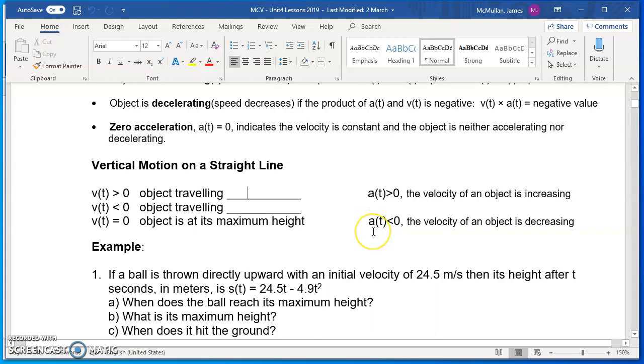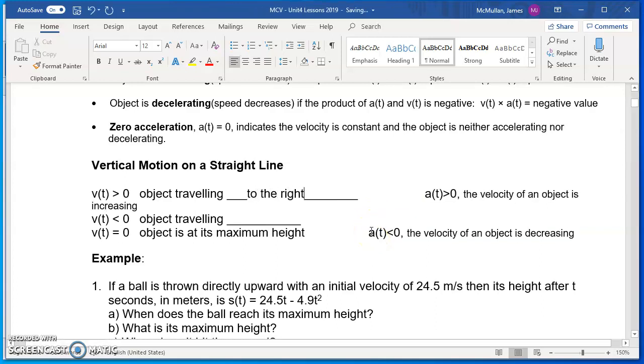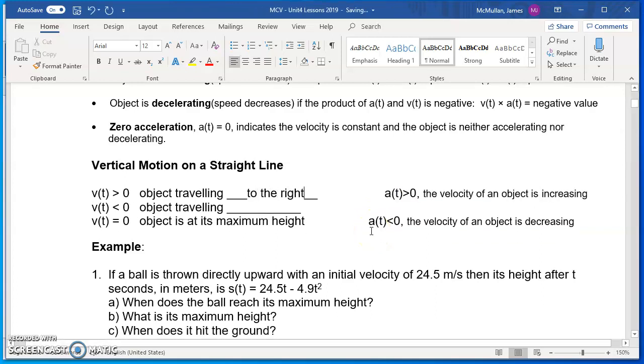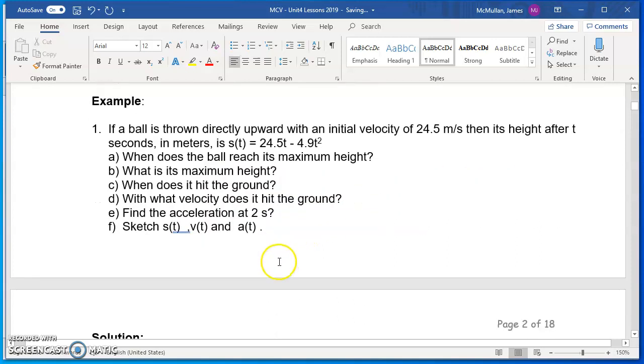If v is positive, the object is traveling to the right, or a positive direction. If v of t is less than 0, it's, let's say, in a negative direction. Just to specify. If v of t is at 0, then the object's momentarily stopped. It could be at a maximum or a min, depending on what we're looking at.